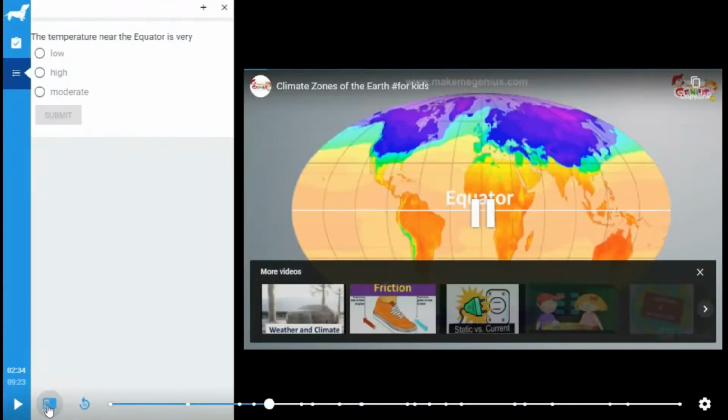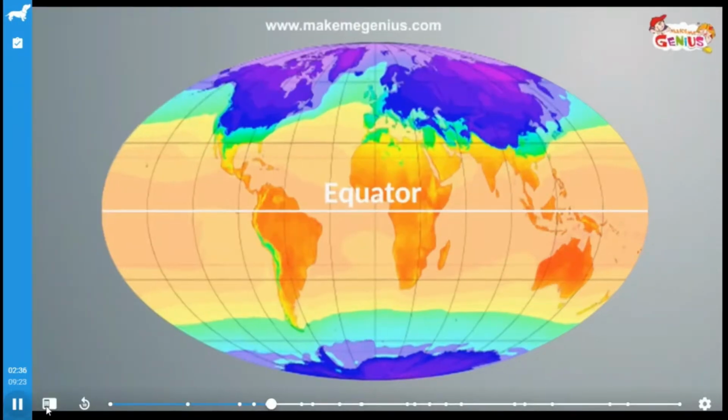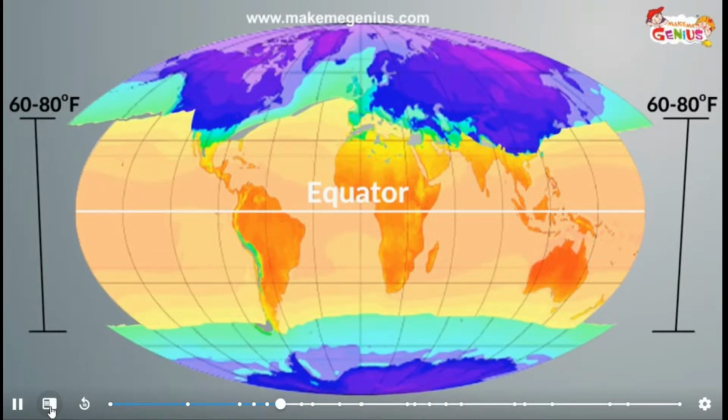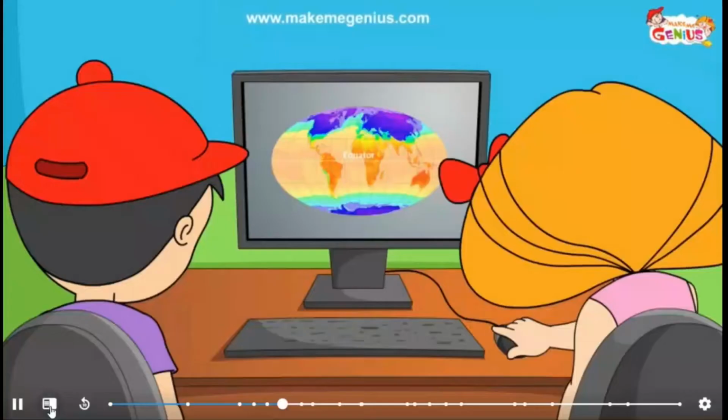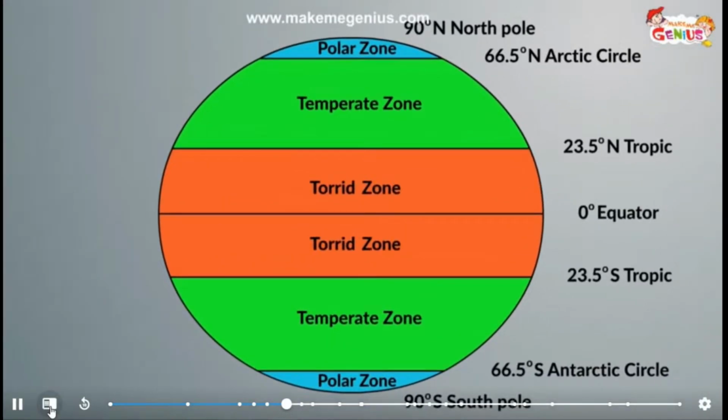Yes, the temperature over there is in the range of 60 to 80 degrees Fahrenheit. And it is less than -10 degrees Fahrenheit in the polar regions. Yes, look at this picture of the globe. We can divide the whole of our Earth into 3 heat zones based on the climate.